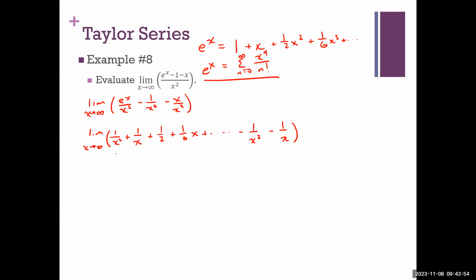Do I know what's going to happen to all these terms as x gets very large? A lot of these are going to go to 0, right? But then what's going to happen to 1/2? Well, that's just 1/2. What's going to happen to 1/6 times x? That's going to go to infinity. So this limit also goes to infinity. Are there other ways we could look at this limit?